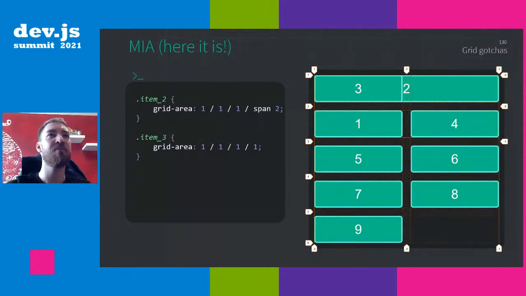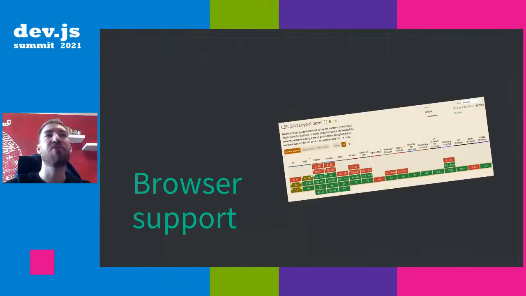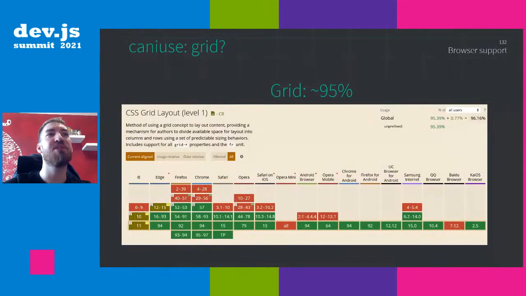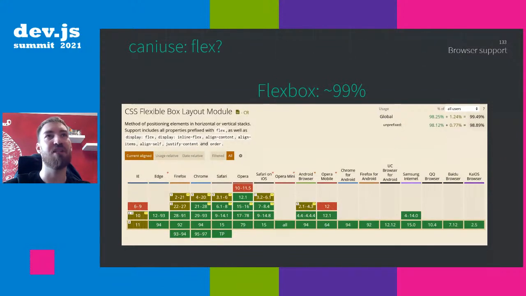So one thing to talk about is current browser support for CSS Grid. And really, CSS Grid is pretty well supported. You can use it in all the major browsers. And right now, the coverage is about 95, 96%, which is, I would say, good enough. And for Flex, it's 99%.